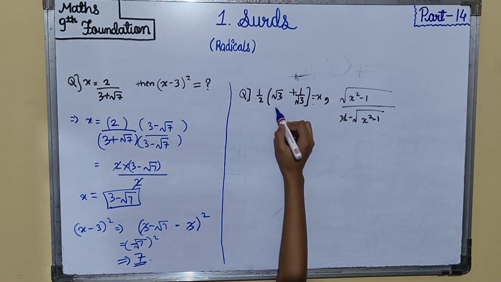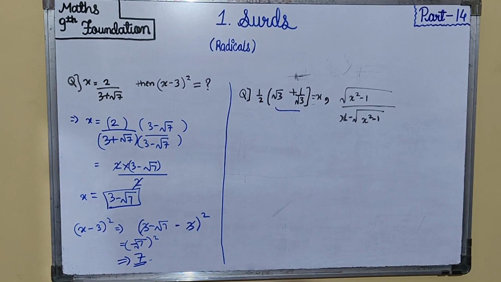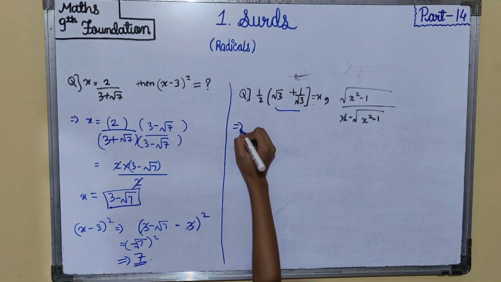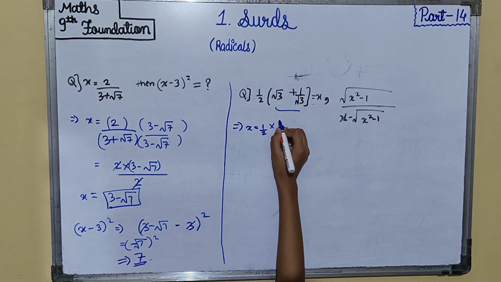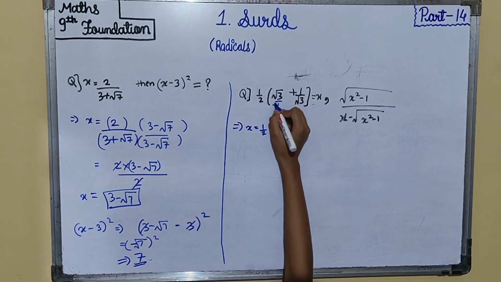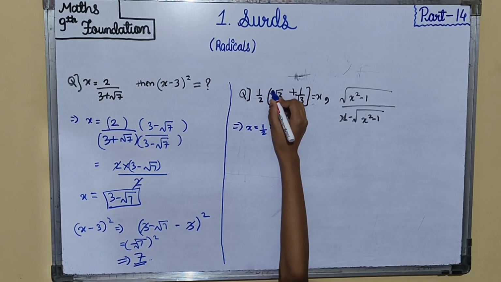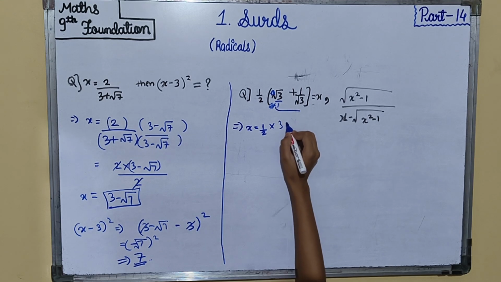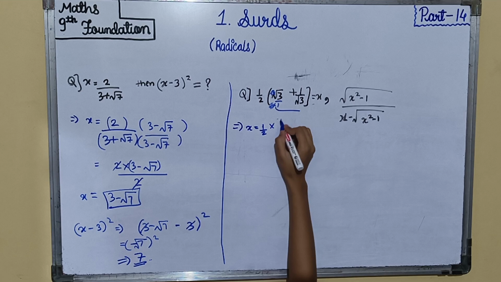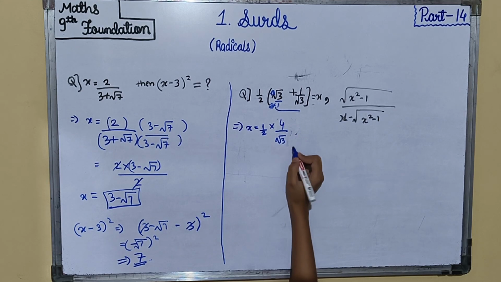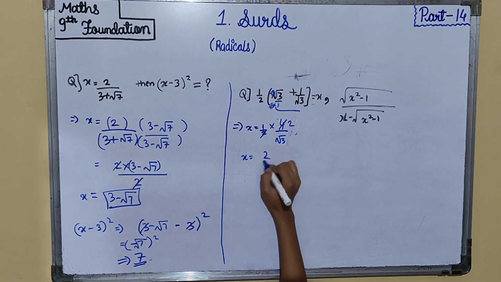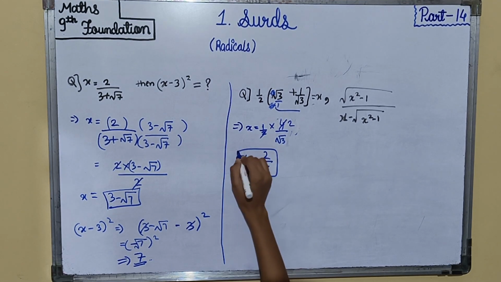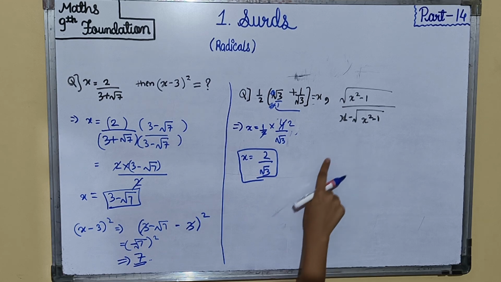We'll take the LCM first. So we'll get x equal to half into, LCM would be root 3 and root 3. Root 3 into root 3 is 3, plus 1 upon root 3, that will be 4 upon root 3. 2 ones are 2, 2 twos are 4. So x would be equal to 2 by root 3. This is the value of x. We have to find this value.